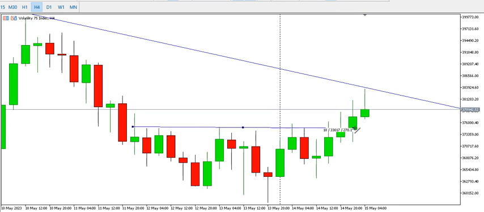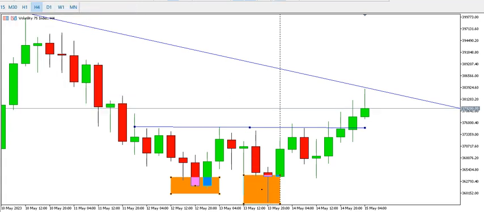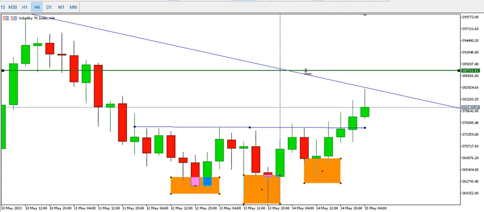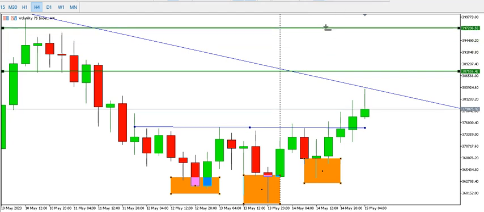This is clearly an inverted head and shoulder on the 4-hour time frame, volatility 75 index. This is the left shoulder, this is the head, and this is the right shoulder. The price of V75 has broken the neckline and is trying to go to the top. A break of this descending trend line will send price first to this area, which is the 387,556 area, before it finally gets to this area, 397,214.